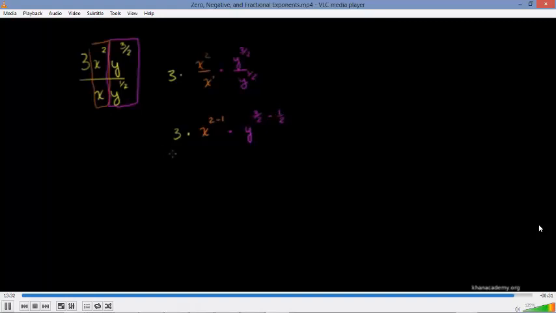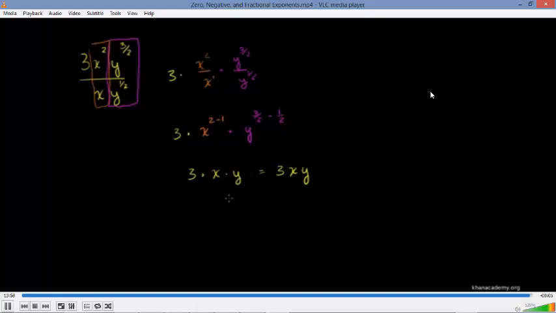So what does the whole thing become? It becomes 3 times x, since 2 minus 1 is just 1. I can just write x there. Times 3/2 minus 1/2 is 2/2. So that's y to the 2/2, which is just the same thing as y. So this is equal to 3xy.